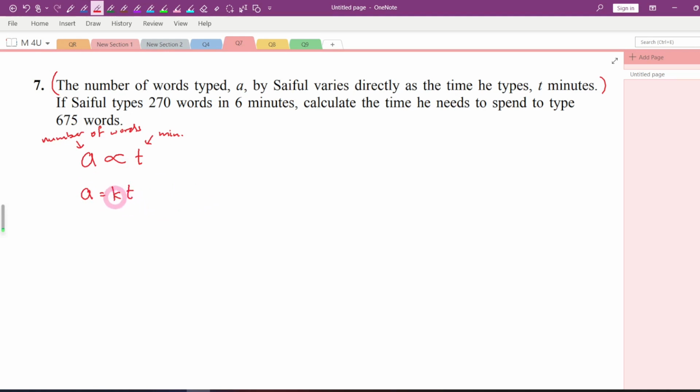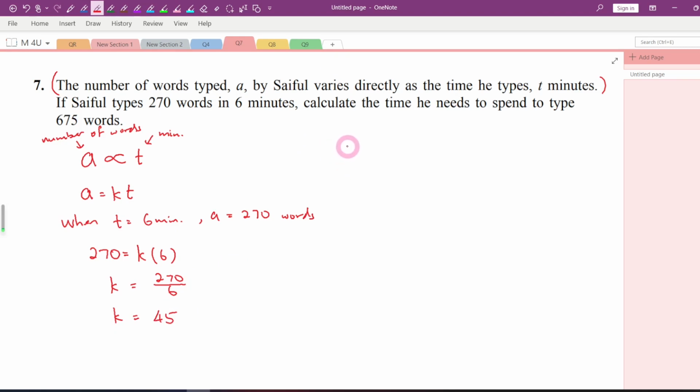The first step is to get the value of K first. We want to get an equation that relates A and T. When T is equal to 6 minutes and A is equal to 270 words. Here, if you don't want to write minutes and words, okay. Now A is going to be replaced by 270. K we don't know, we want to find, and T is 6. K is equal to 270 divided by 6, you will get 45.